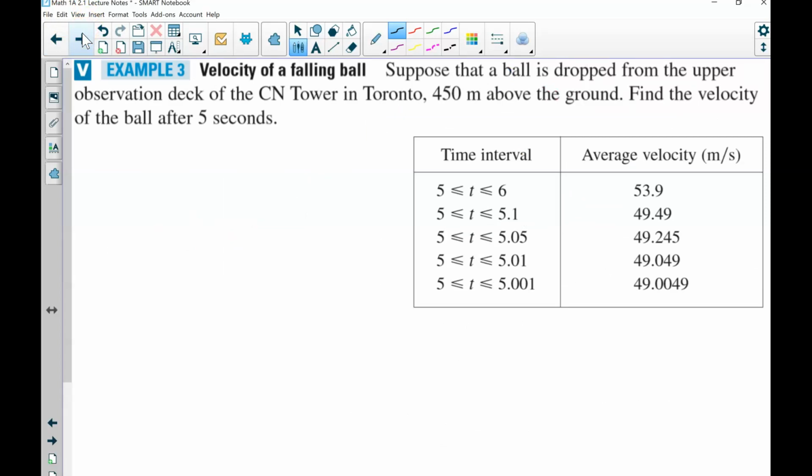Okay, let's take a look at example number 3, which is the velocity of a falling ball. Suppose that a ball is dropped from the upper observation deck of the CN Tower in Toronto, which is 450 meters above the ground. And what we want to do is find the velocity of the ball after 5 seconds.